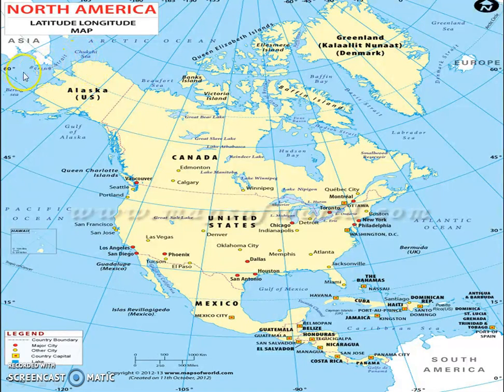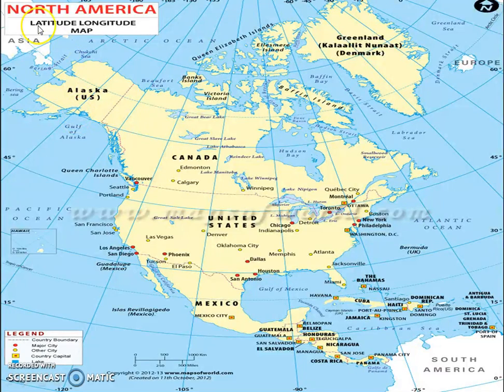The strait that is separating these two lands is known as the Bering Strait. So from the Pacific Ocean, if you want to go to the Arctic Ocean, then you have to pass through the Bering Strait, which is dividing Russia and USA. Other things you have to observe by yourself.